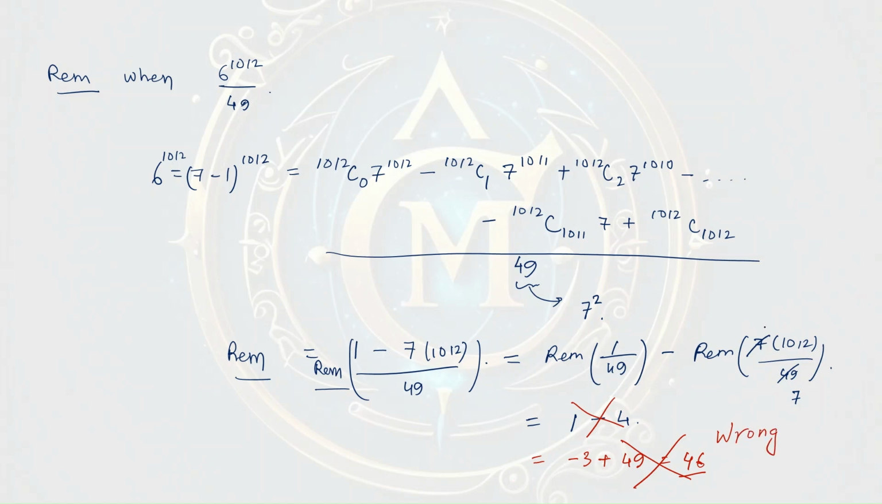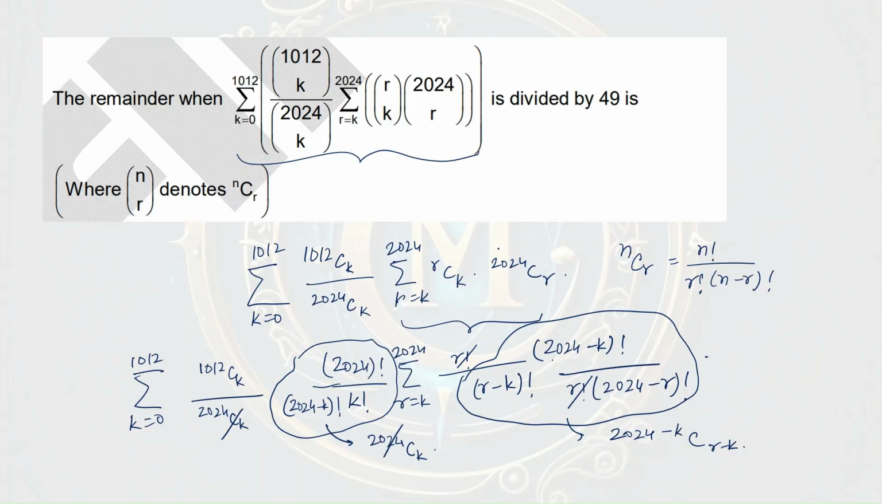Now what is the explanation? As we cancel the common factor 7 here, we need to multiply this term with 7. Then we will get the correct remainder. So the correct remainder will be 1 minus 4 times 7, so minus 27. And as the remainder cannot be a negative number, we have to add 49 to it. So it becomes 22. So the correct answer for this question will be 22.